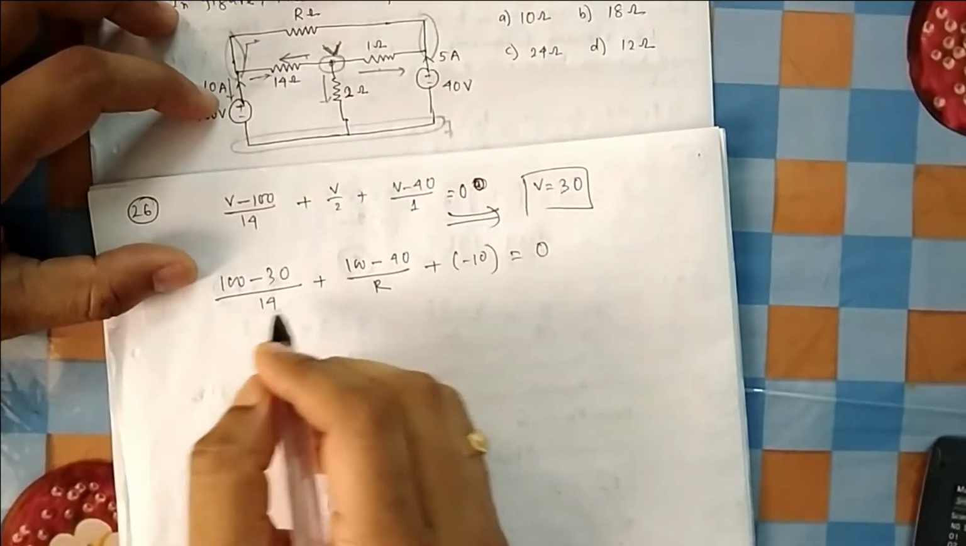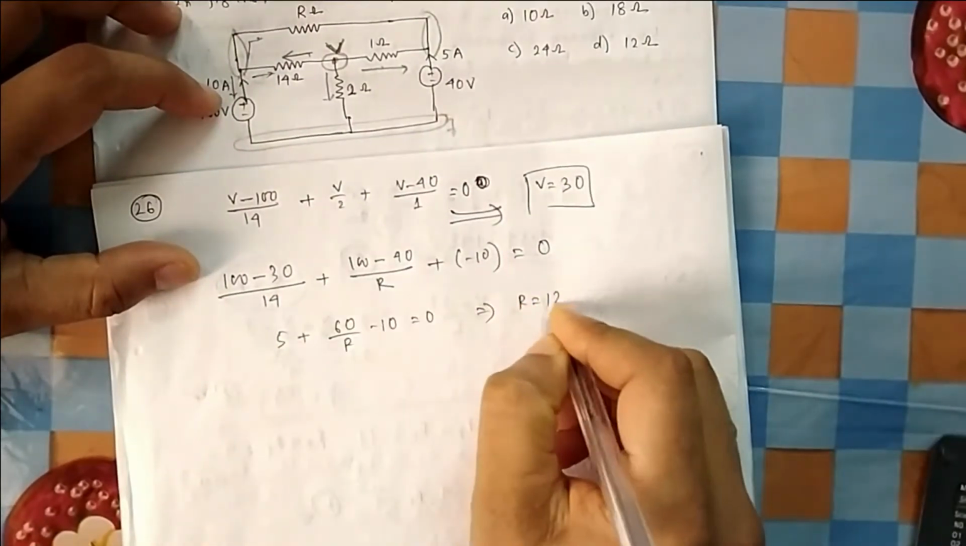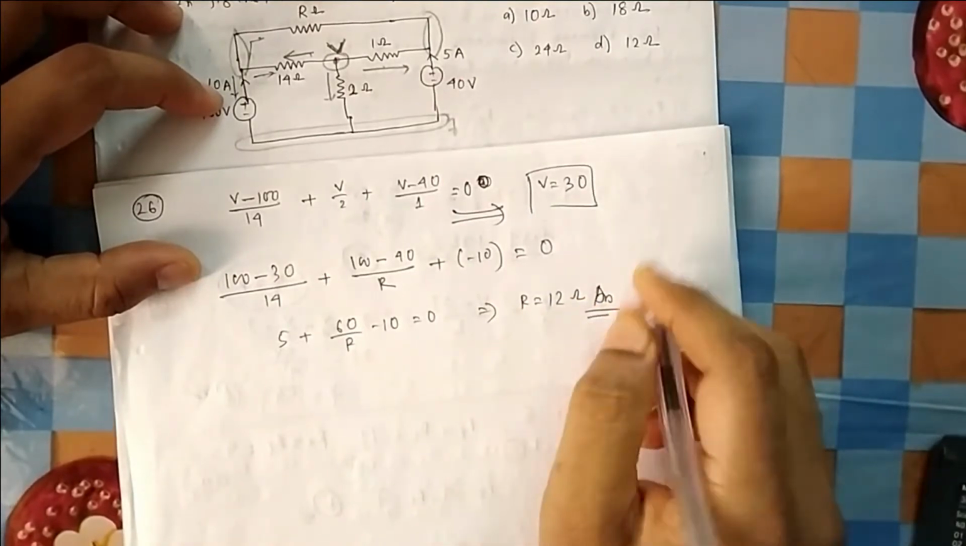So now you can easily do it. If you do it, then R equals 12. That is your option D.